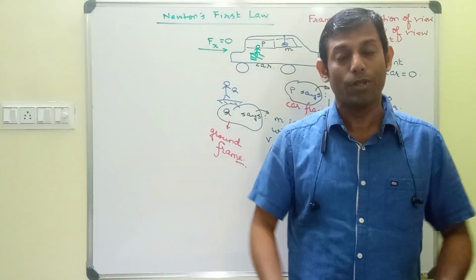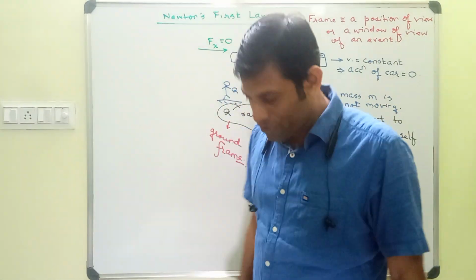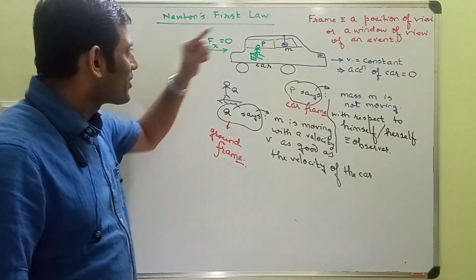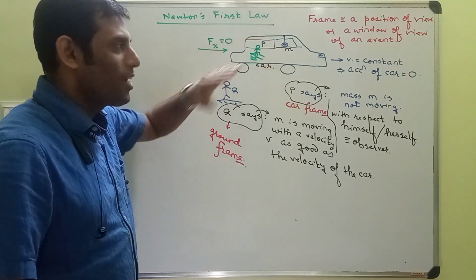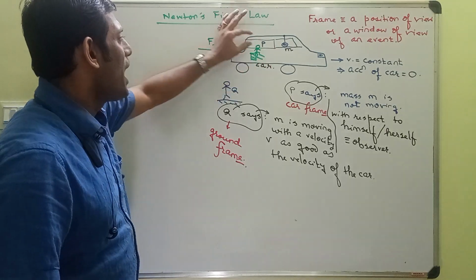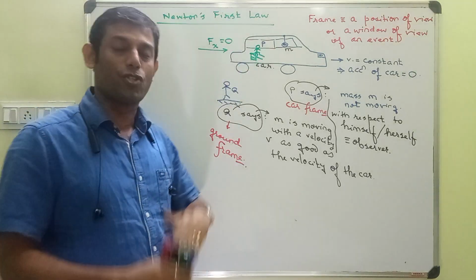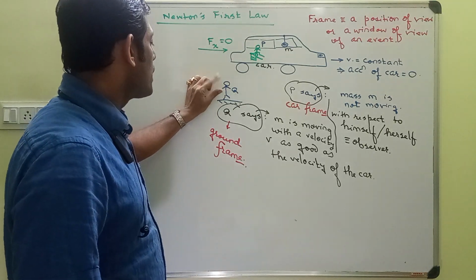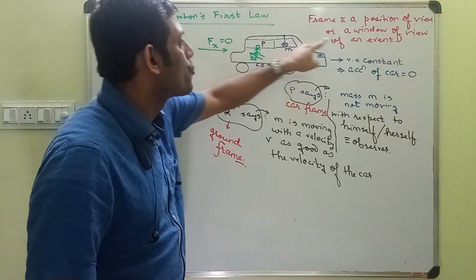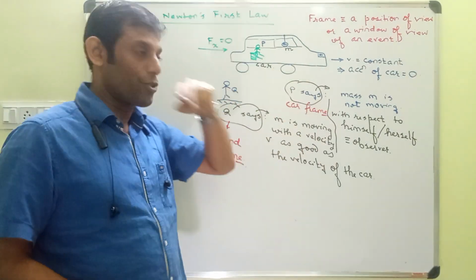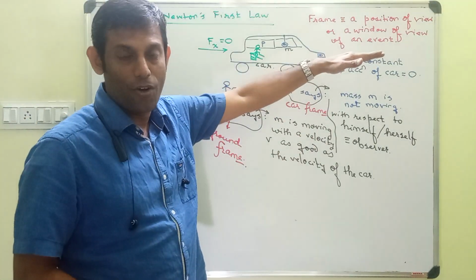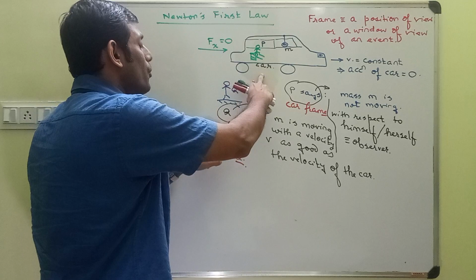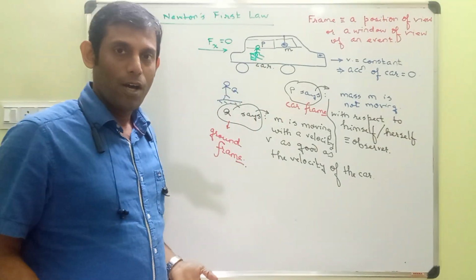Now, let's get back to Newton's first law. What did Newton's first law say? That an object at rest remains at rest if no external force acts on it. And P finds the first law very much valid. But what does Q say? Q says that an object which was moving with a constant velocity keeps moving with a constant velocity if no external force acts on it. For both of them, the first law holds.